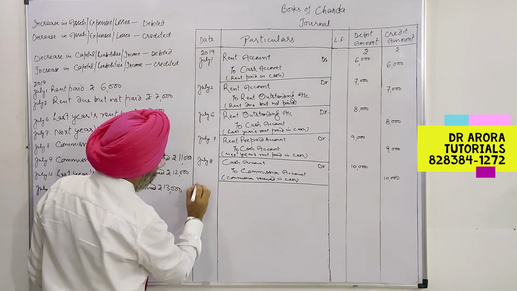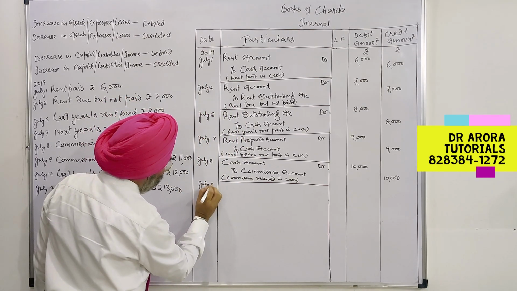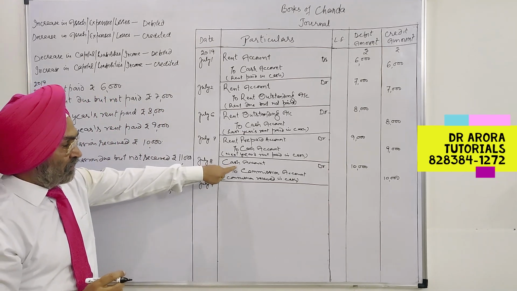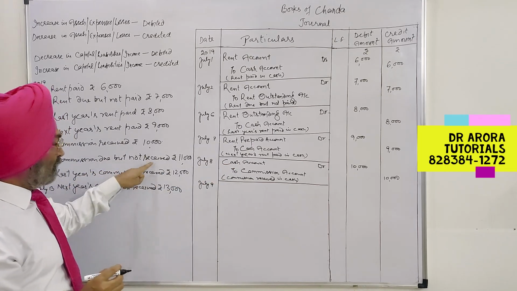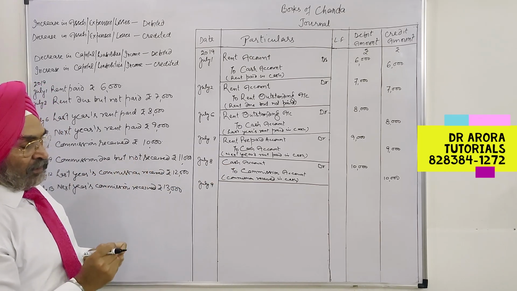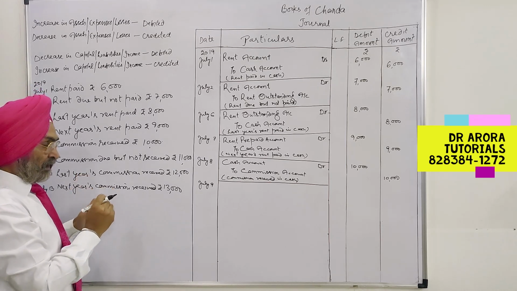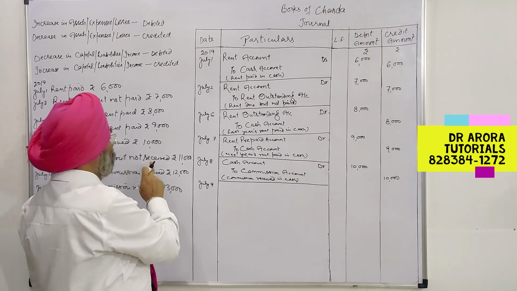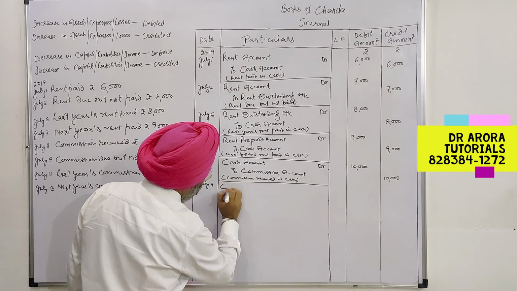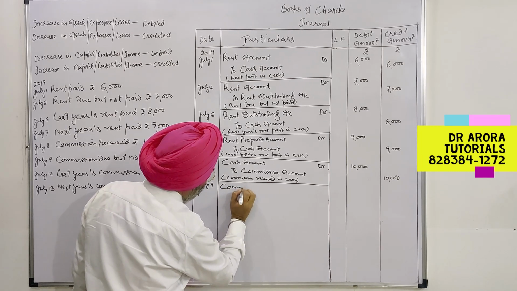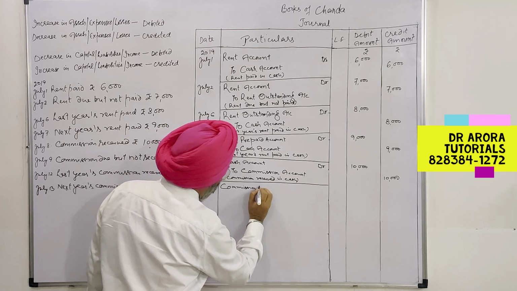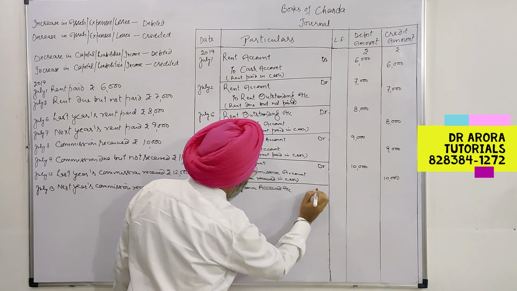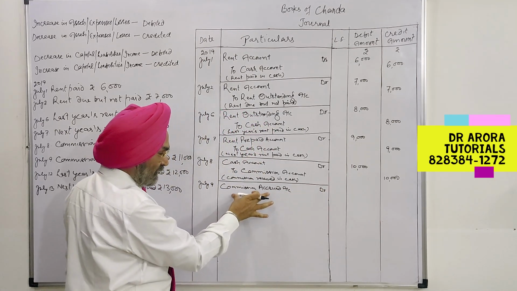So July 9th, commission due but not received. Here it was commission received. It is not due but not received. The accrual principle says whether received or not, that is your income. So income has accrued. So our current asset in the form of commission accrued. Accrued word is used for due but not received.